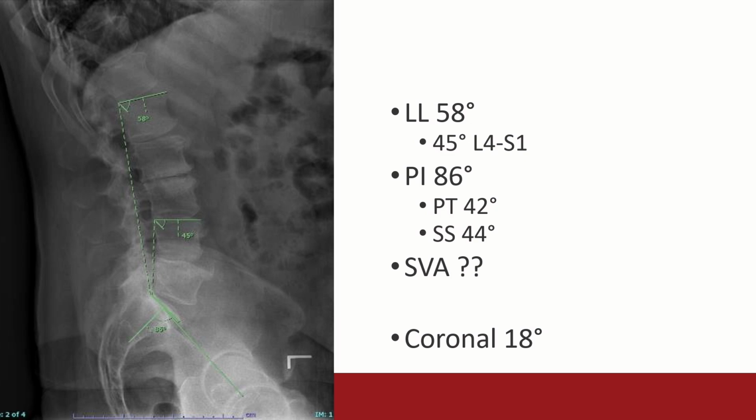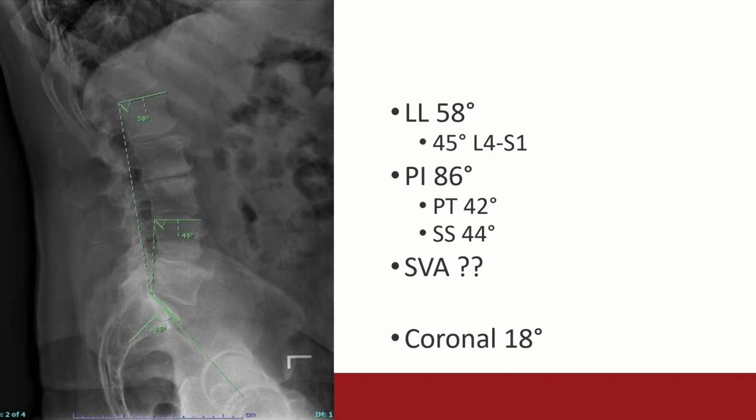We can do these advanced lateral and prone approaches, but at the end of the day, you should come back to those basic principles. So let's take a look at the index case. This patient has a lumbar lordosis of 58 degrees, but their pelvic incidence is fairly high. If you look at their L4 to S1 distribution, 45 is probably right about where they need to be.